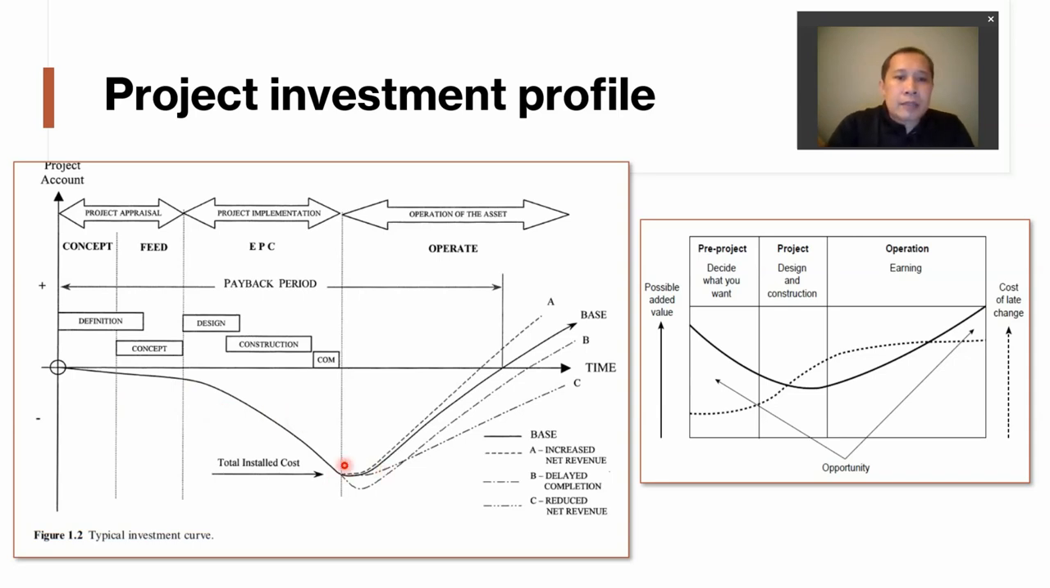And then this is the operation phase. You see that the curve starts to go up, which means that the project starts to generate money, to generate income and profit for the company.